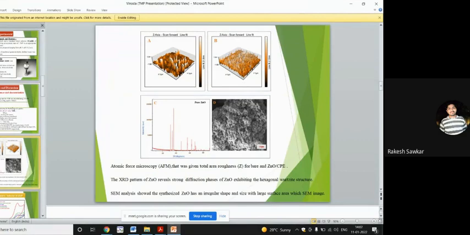AFM, atomic force microscopy, gives the surface area roughness of the bare as well as the zinc oxide based carbon paste electrode. The XRD pattern of the prepared zinc oxide nanoparticles reveals the strong diffraction phase of zinc oxide exhibiting a hexagonal rod-like structure. The SEM analysis also gives the irregular shape and size of the zinc oxide nanoparticles.